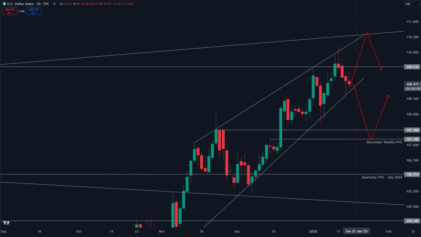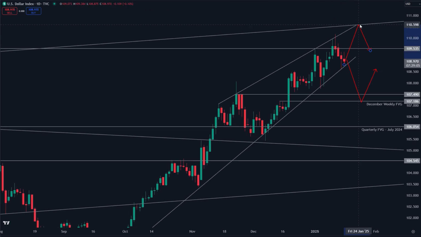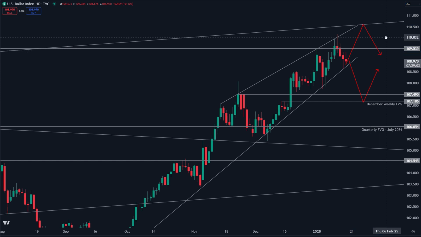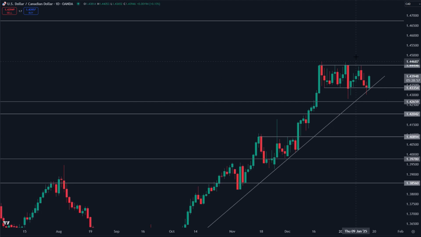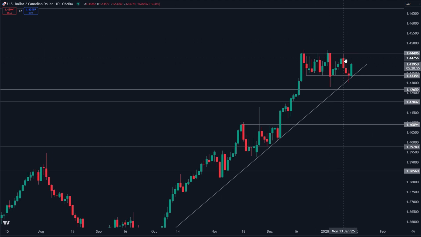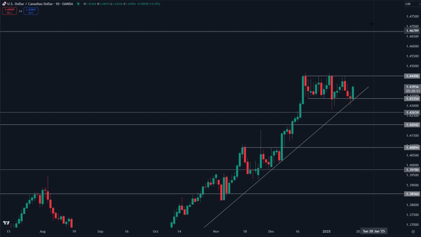So even though we could see a pullback here from the DXY, guys, again, one of these two scenarios playing out, even though we could see some weakness from the DXY, it doesn't mean that the dollar CAD is going to pull back. In fact, what's going on with oil could be the catalyst to drive this market back toward 144.50 and then potentially that final target around 146.70.